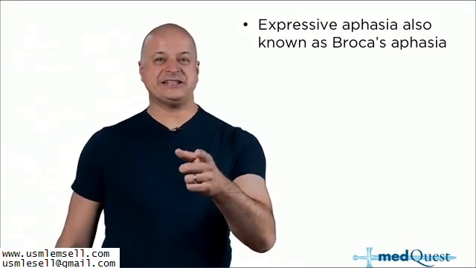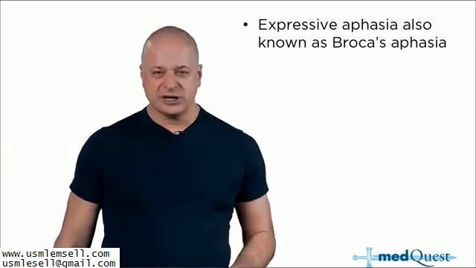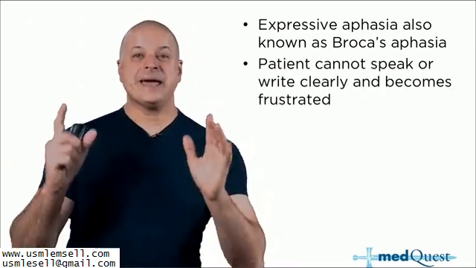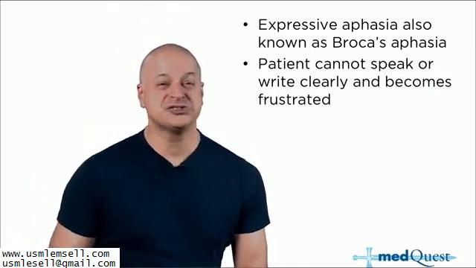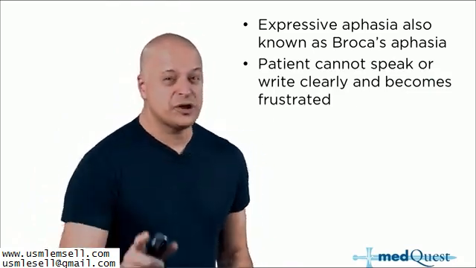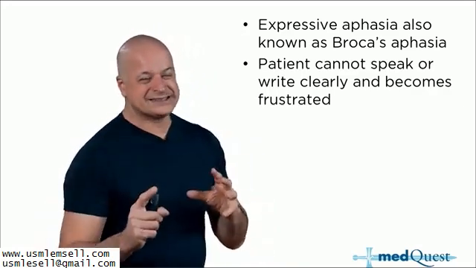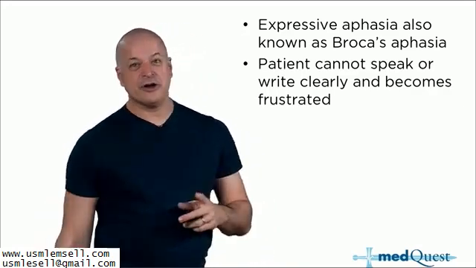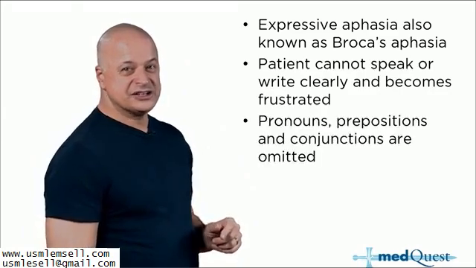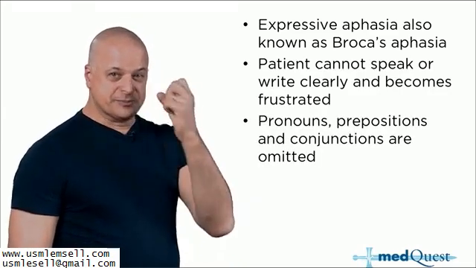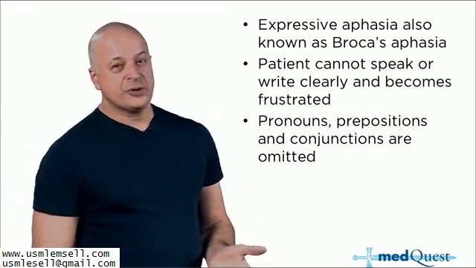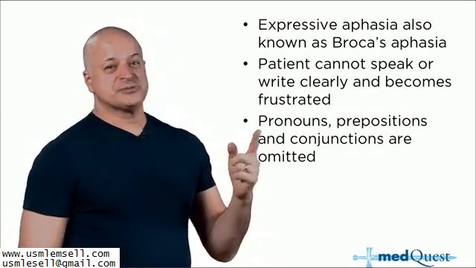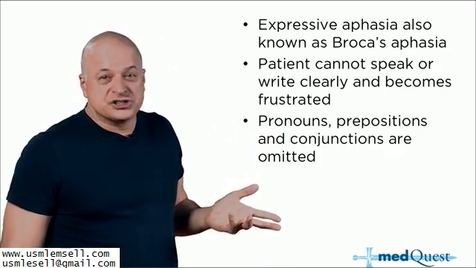Expressive aphasia is a Broca's aphasia. The patients can't speak or write clearly, and they get frustrated because they know what they want to say. They're trying to say it, and they just can't get it out because Broca's area is damaged. Pronouns and prepositions are affected, so you say to people, can you repeat after me? No ifs, ands, or buts. Pronouns, prepositions, and conjunctions are omitted.